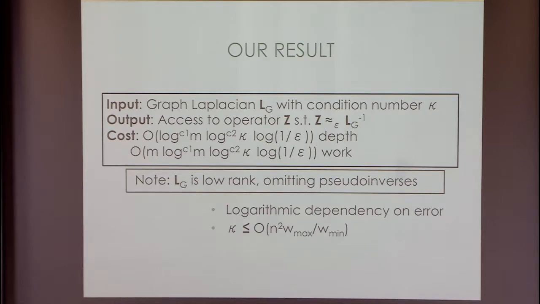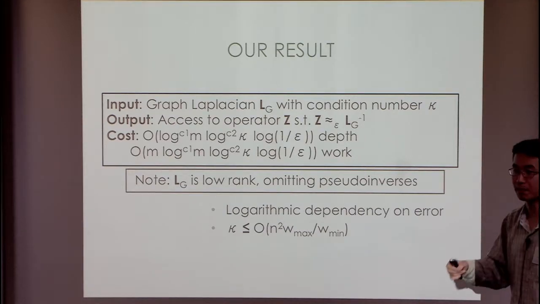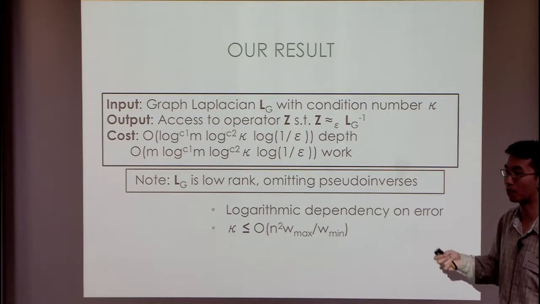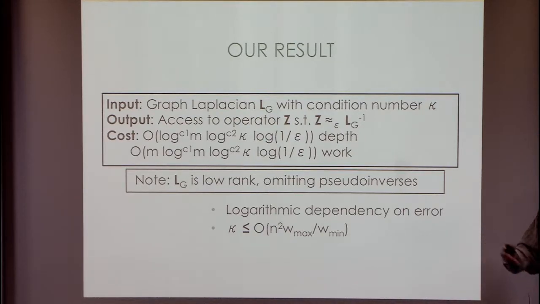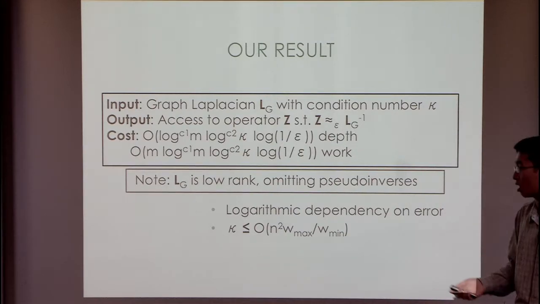But usually we can also assume that kappa is somewhere in the poly n range. And that's because you can show that kappa is less than or equal to the max weight divided by the minimum weight in the graph times poly-n factors. So if you assume your edge weights have reasonable spread, you can also assume that this is essentially a polylog depth algorithm.